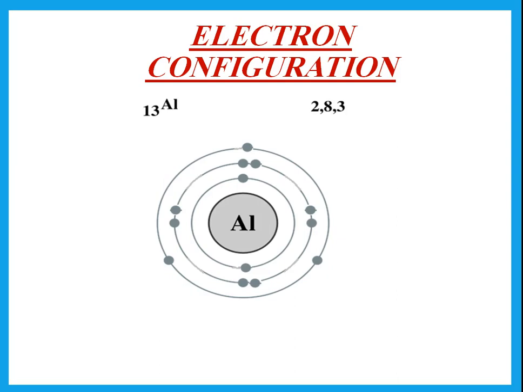But if he says draw the electron configuration, then you draw it as it is drawn here. The nucleus in the middle, and then the first circle, which is the first energy level, can take only 2 electrons. You can put them as dots, or you can put them as X's. And the second energy level can take up to 8. Usually electrons like to be in 2s, so it's 2, 2, 2, 2. Then the third energy level will take the rest of the electrons that we have. In this case, it is 3.